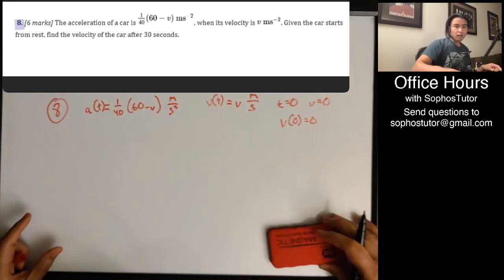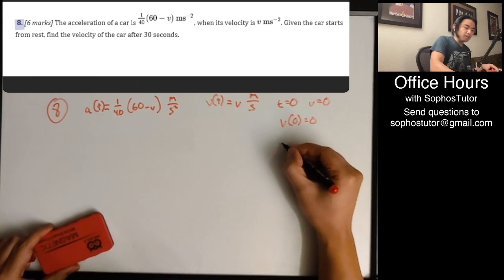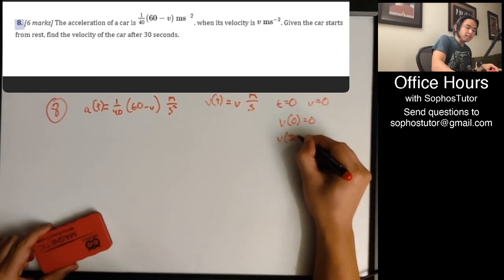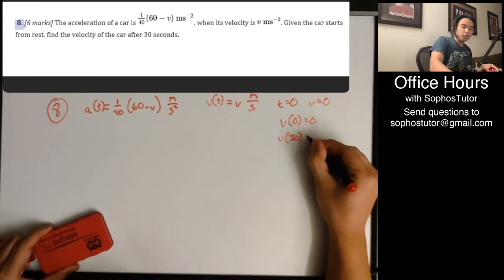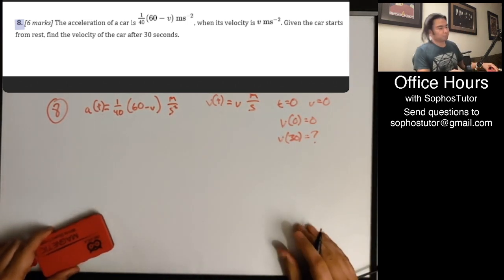And what we need to find is the velocity of the car after 30 seconds. So we're going to replace t with 30, and we need to know what that value is.